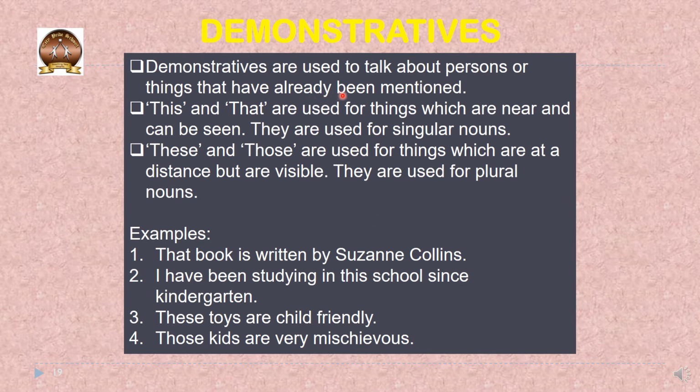Then demonstratives are used when we are talking about persons or things that have already been mentioned. This and that are used for things which are near and can be seen, and those and these for things which are seen at a distance. And this and that stand for singular, and these and those stand for plural.